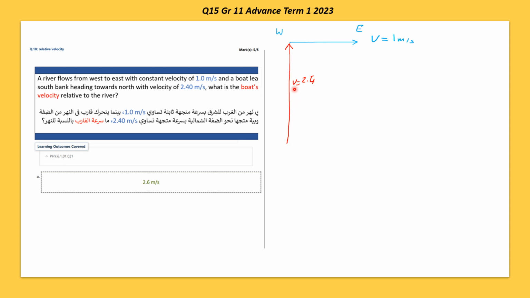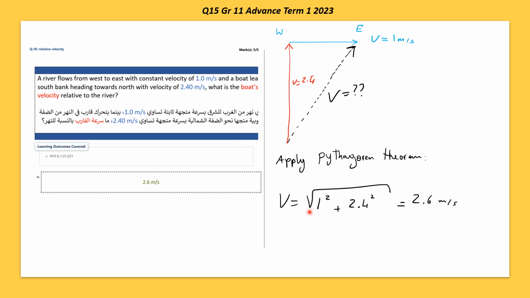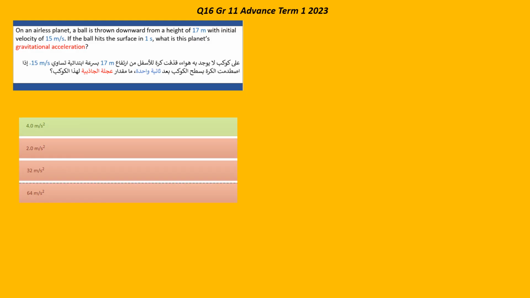So of course the boat will deviate from its direction. It will change direction a little because of the force of the water. The water is pushing the boat. So the velocity of the boat will change, and the direction as well. So we need to calculate the new velocity of the boat. As I told you in the previous question, we need to apply the Pythagorean theorem because we have two values of velocity and we need to calculate the third one. So by applying the Pythagorean theorem, we get the square root of 1 squared plus 2.4 squared, and the answer is 2.6 meters per second. So the boat is speeding up. We continue.